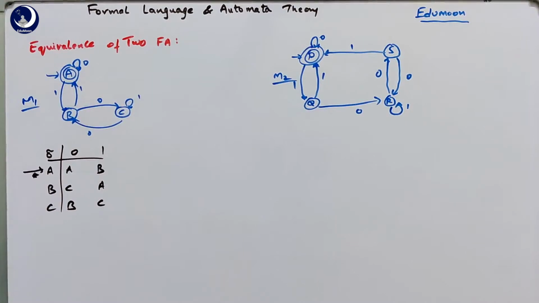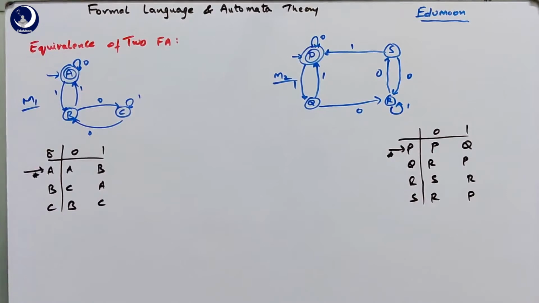Coming to the second machine M2, the transition table has 4 states. This is how the transition table of machine M2 looks, where the delta transition is as follows. P is the initial and final state. P on 0 goes to P and P on 1 goes to Q, and so on. So the two tables are different from each other. Machine M1 has only 3 states and machine M2 has 4 states.